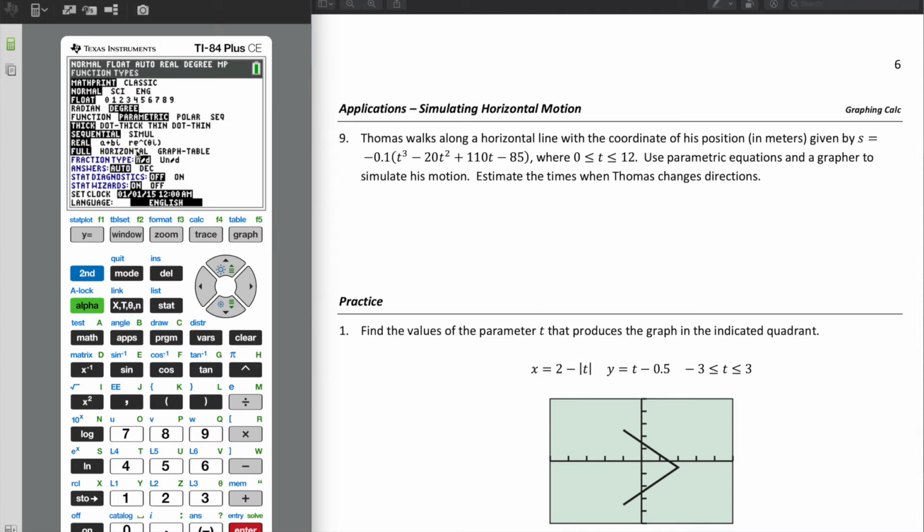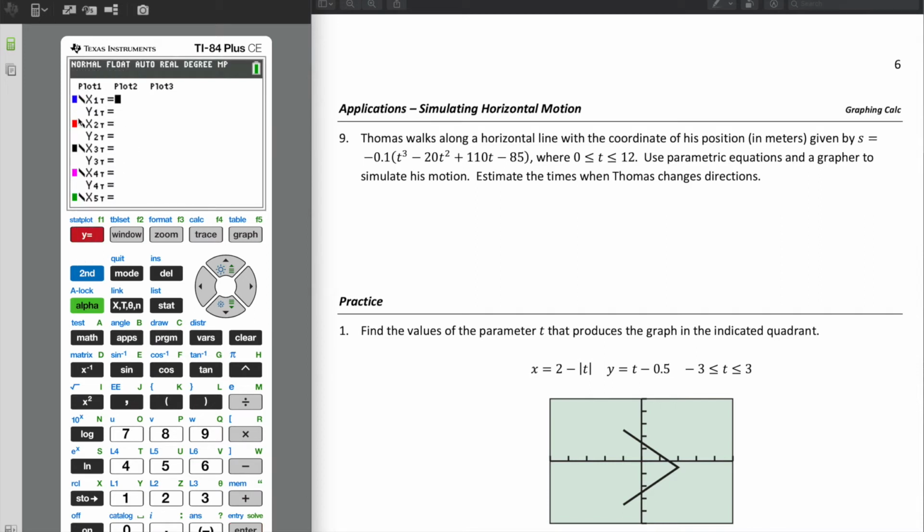So when I've put it in parametric mode, and I jump up here to y equals, now each y equals has an x and a y, and when I click this button, it's now time that goes there, t, not x like it used to be. So it tells me right here that this is the horizontal line. So x is the thing that models horizontal lines normally. So let's put this in for the x equation.